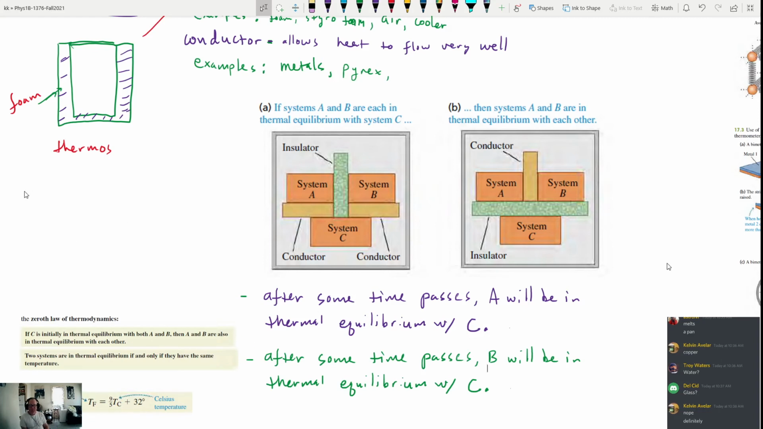So what do I mean by thermal equilibrium? Can anyone tell me what they think that means? You've obviously learned about equilibrium in your Physics 1A class. Probably learned about equilibrium if you took a chemistry class, like an equilibrium that can occur between a chemical reaction. And maybe you've heard of it in other places as well. What do you all think thermal equilibrium means?